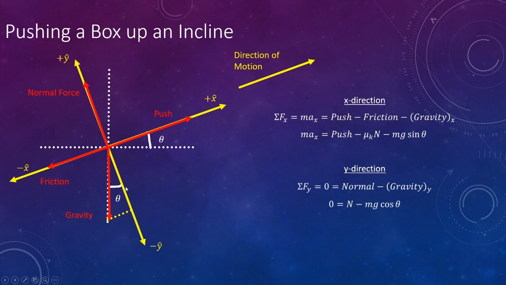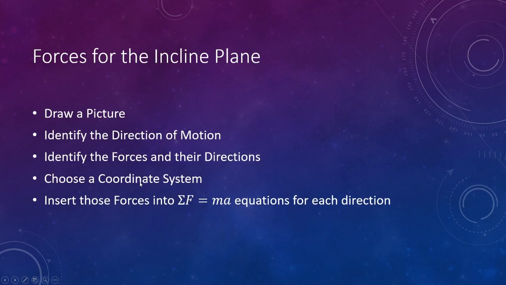So to recap, our general steps for approaching forces on the inclined plane, as well as any kind of force problem. First, you want to draw a picture, and in that picture you want to identify the direction of motion, all the forces and their directions. Friction's always opposing the direction of motion, gravity's always acting vertically downward, and the normal force is always perpendicular to the surface of contact. Once you've drawn those forces, then you want to choose a coordinate system.